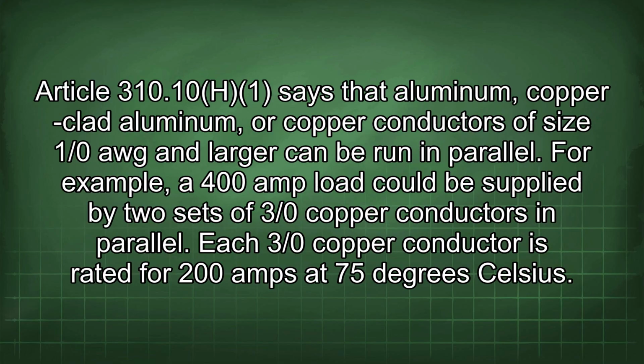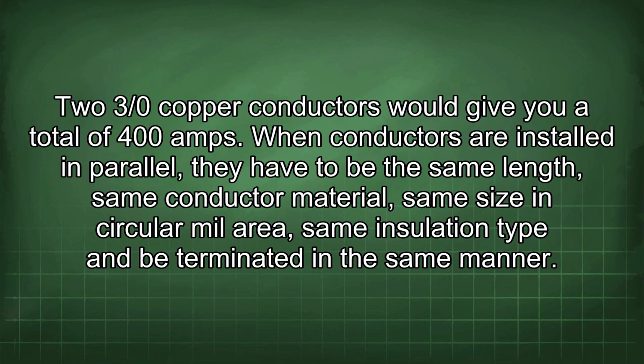Article 310.10 says that aluminum, copper-clad aluminum, or copper conductors of size 1/0 AWG and larger can be run in parallel. For example, a 400 amp load could be supplied by 2 sets of 3/0 copper conductors in parallel. Each 3/0 copper conductor is rated for 200 amps at 75 degrees Celsius. Two 3/0 copper conductors would give you a total of 400 amps.